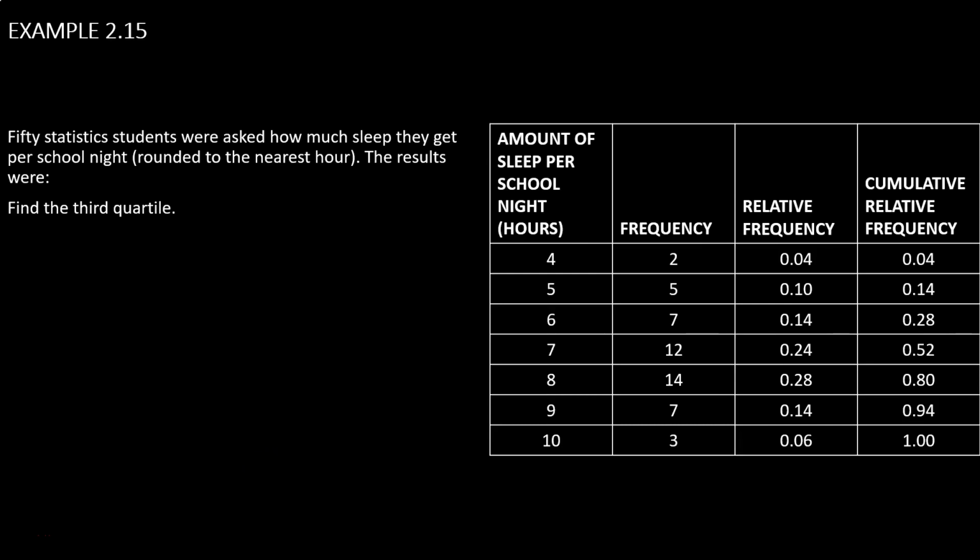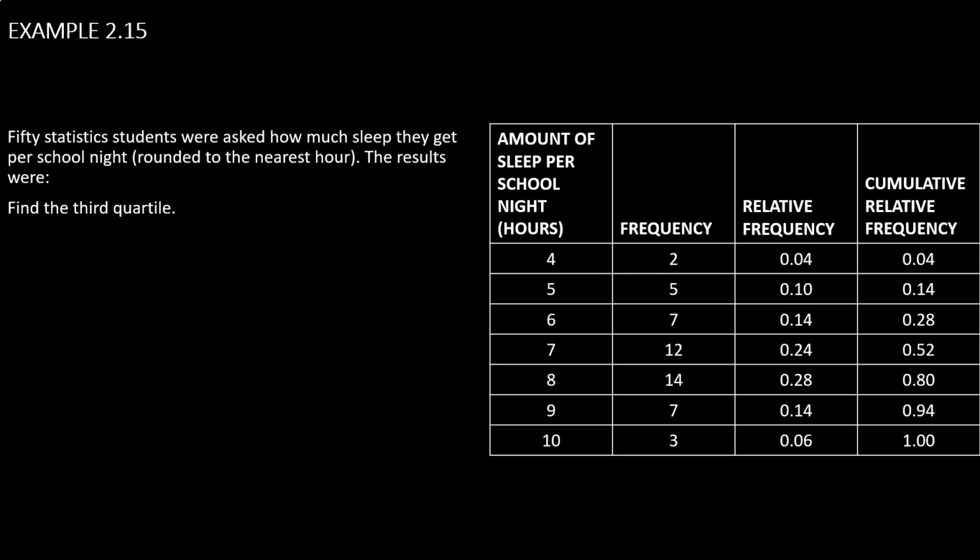To find the third quartile, the first thing we want to do is maybe interpret it in terms of a percentile so that we can use the cumulative relative frequency column to our advantage. Again, we know that there's 50 stats students and that this table represents how many hours each of those students reports that they sleep each night.